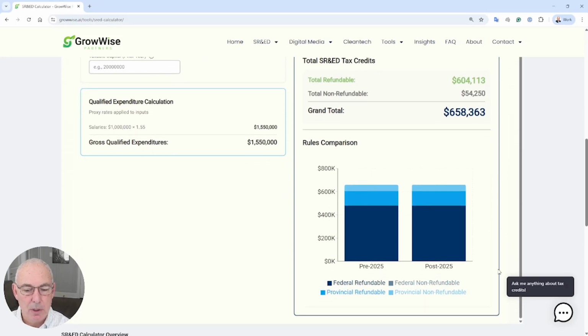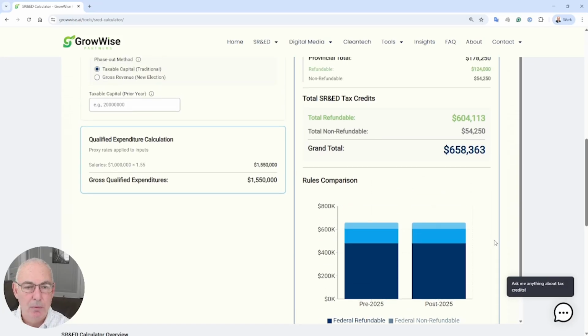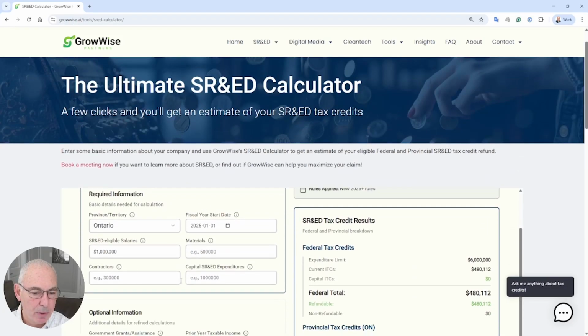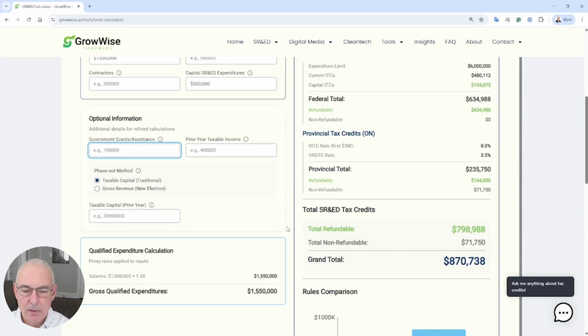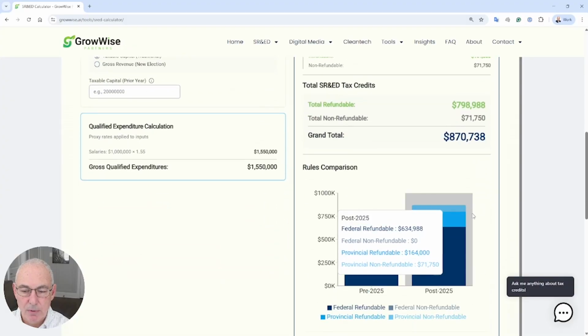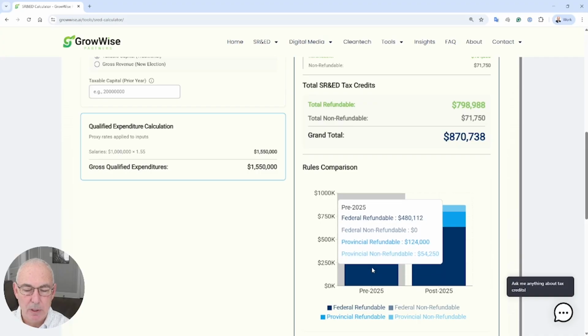And here it shows you a nice graph of how that would compare between the pre-2025 and the post-2025 rules for SR&ED. So if I went up and I put in other things like capital, there we go, $500,000 of capital. It shows you at the current 2025 rules, you would get a much more significant increase than the pre-2025 rules.